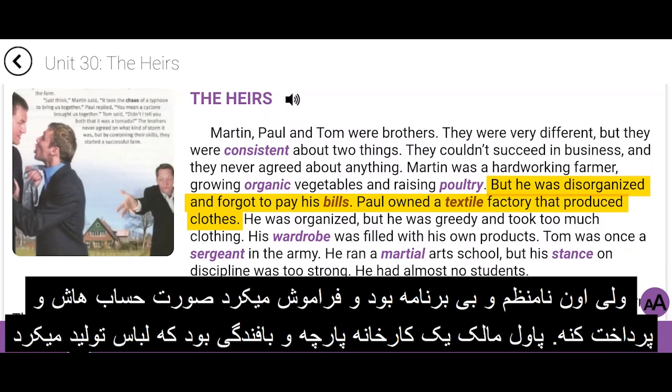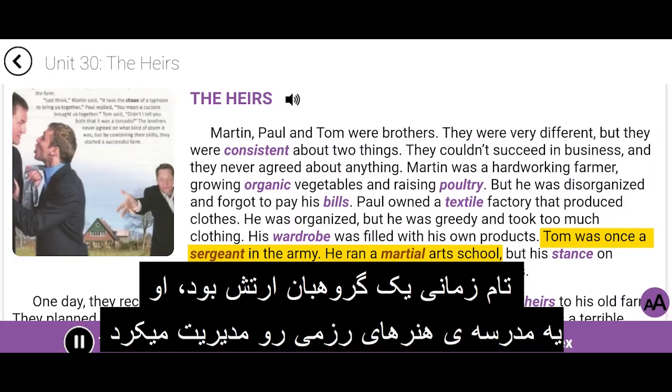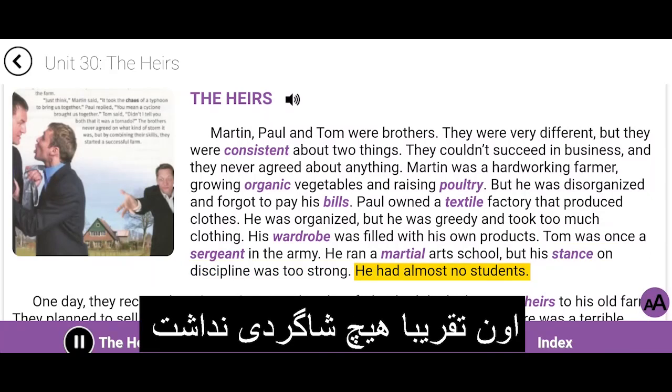Paul owned a textile factory that produced clothes. He was organized, but he was greedy and took too much clothing. His wardrobe was filled with his own products. Tom was once a sergeant in the army. He ran a martial arts school, but his stance on discipline was too strong. He had almost no students.